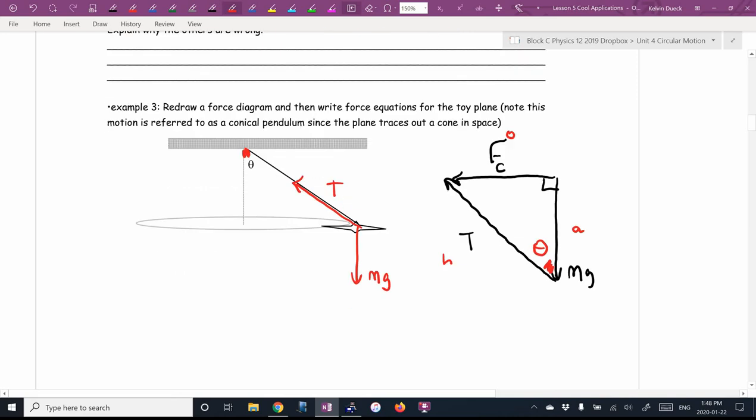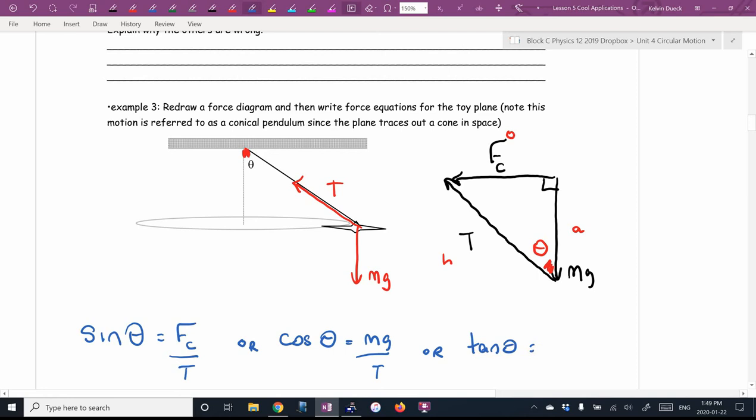And so really there are three trig equations that I can write. I can write one for sine theta. What does sine theta equal? What over what? More specific in this particular triangle. FC over tension. And then I would probably multiply tension over to the other side and get the FC by itself. Or there's also a cosine theta equation hiding in here, which would be what over what? Mg over tension. Or there's also a tan theta hiding here of Fc over Mg.